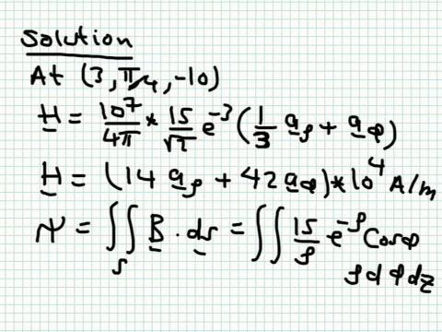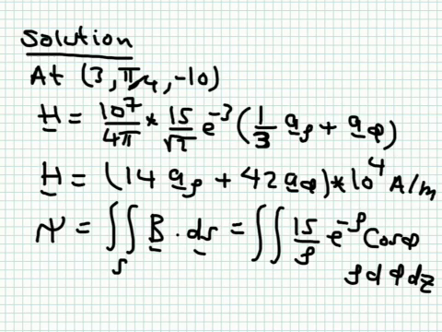15 is still there. I divided by mu naught, so I divided by 4 pi by 10 to the minus 7. I took 10 to the minus 7 to the numerator. It became 10 to the 7. If you simplify all this, you get this expression for the magnetic field. The rho component is 1/3 of the phi component: 14 a_rho plus 42 a_phi times 10 to the power 4 amperes per meter.